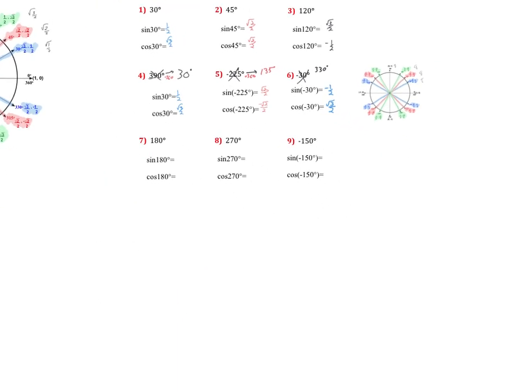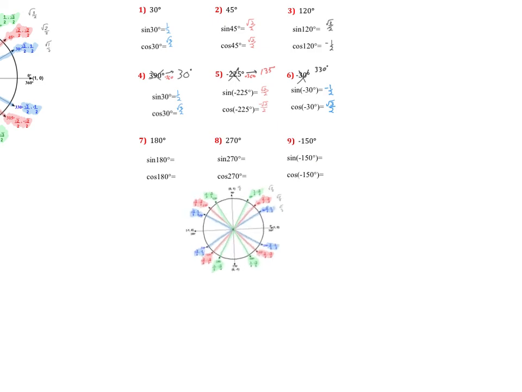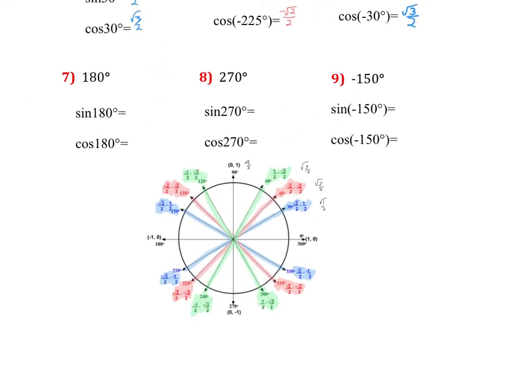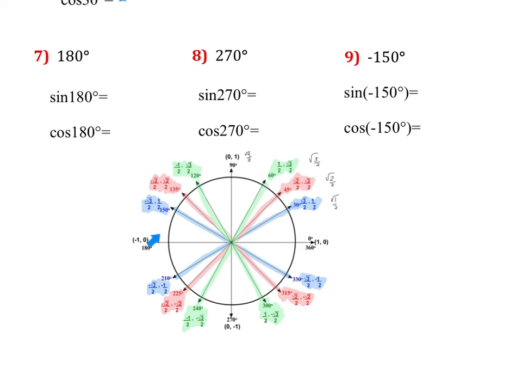In the home stretch. Let's see, 180. Ooh, we've got a quadrantal angle. So 180. Right here, this would be cosine is negative 1, sine is 0. 270, another quadrantal angle. Cosine is the x, sine is the y. Cosine is 0, sine is negative 1.